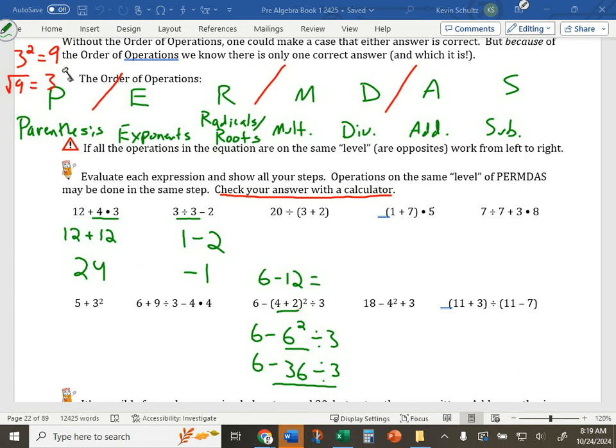And finally, what is 6 minus 12? Negative 6. So that should be your answer. So you're just taking it step by step. Don't try and solve the whole thing at once. Just take it step by step. Okay?